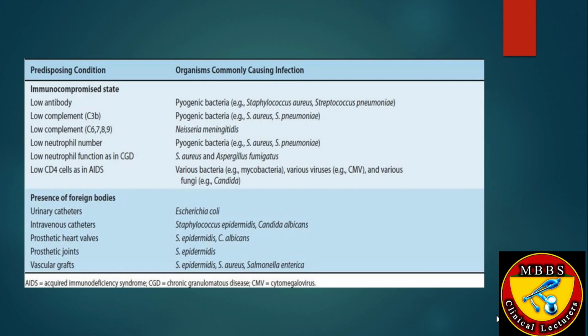The second possibility is the presence of foreign bodies, like when the patient has a urinary catheter, IV catheter, heart valves, prosthetic joints, or vascular grafts. With urinary catheters, E. coli infections are commonly seen. With IV catheters, as we have told you, Staphylococcus epidermidis, Staphylococcus aureus, and Candida albicans infections. With prosthetic heart valves and prosthetic joints, we have S. epidermidis, and with vascular grafts, we can see infections of S. epidermidis, Staphylococcus aureus, and Salmonella enterica.